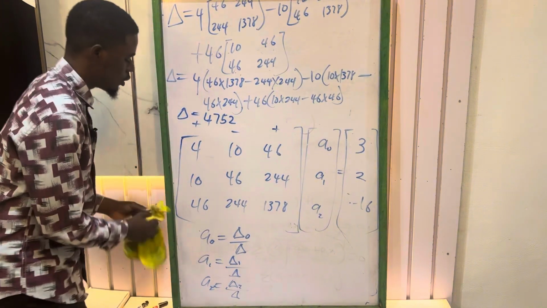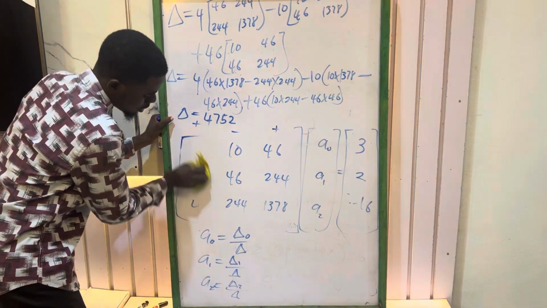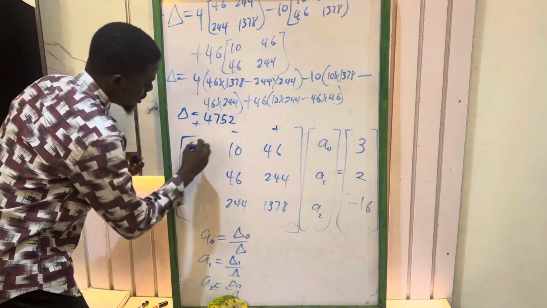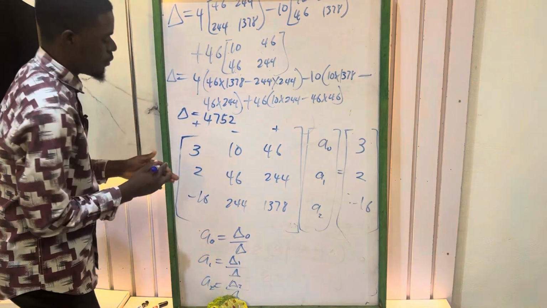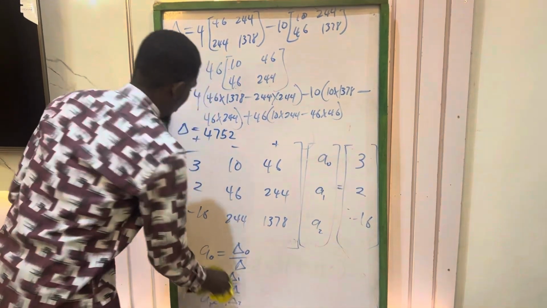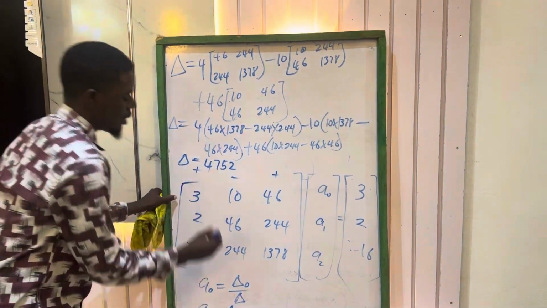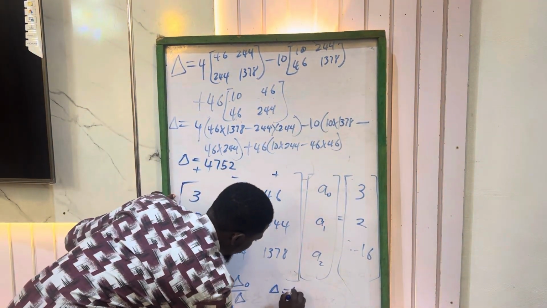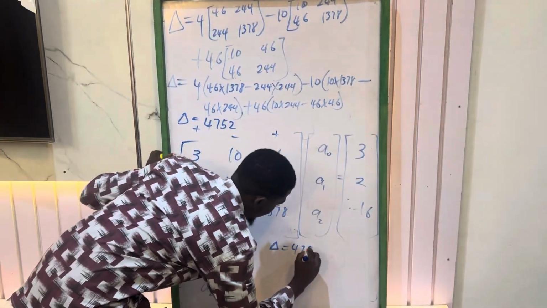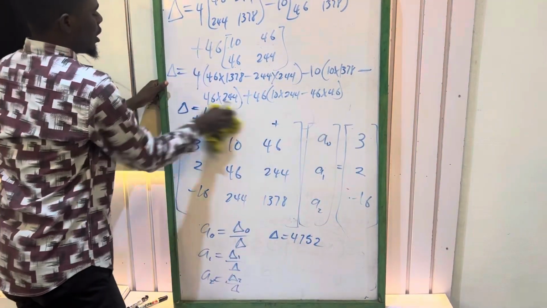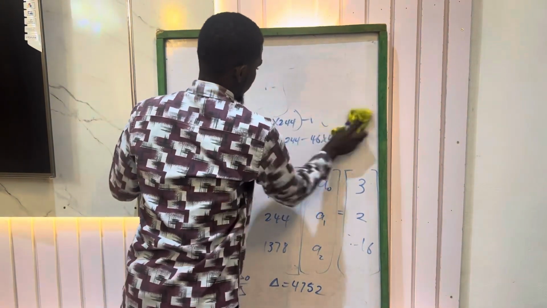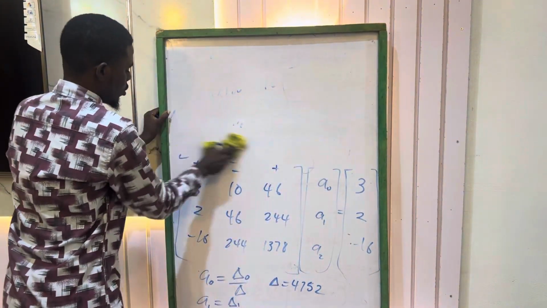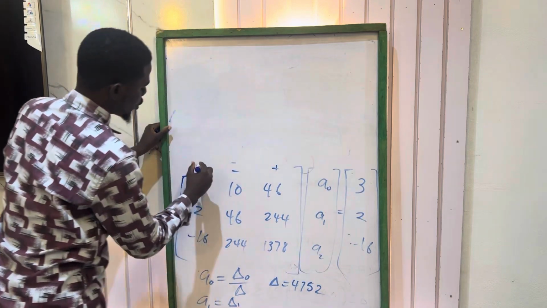To do that, let's just replace the values here. We're going to be having 3, then 2, then minus 16. Then finding the determinant of this now. So let us do that. Let me just take note of the value that we have here: our delta, we know that is equal to 4,752. So let us now compute the expression for our delta naught. We're also going to follow the same process we've been following.